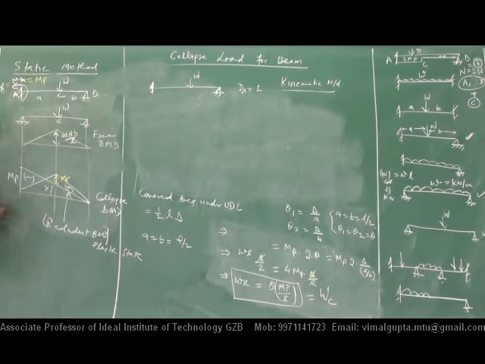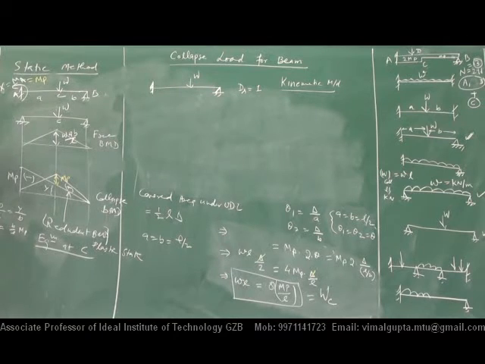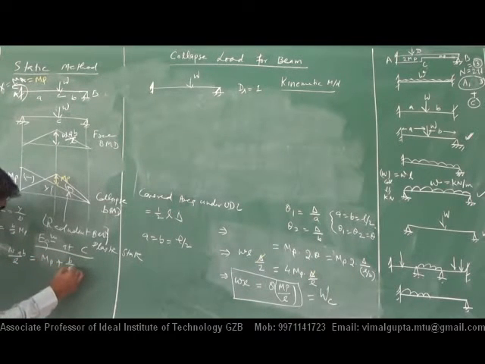So what will be that value? MP by L equals Y upon B. So the value of Y is B by L MP. Okay, now equate equilibrium at point C. Then it will be free BMD. Free BMD is W AB by L. That will be equal to MP plus that one, Y, which has been calculated as B by L MP.